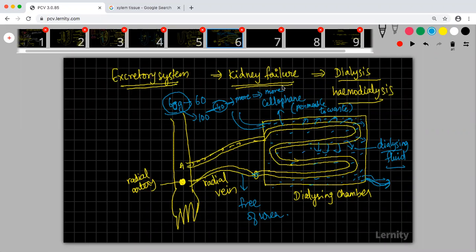Today, many problems are arising because we are not drinking sufficient water. That is why they are saying that you should drink water. But at the same time, the amount of water that you're drinking should not exceed a limit. Okay, so in such cases, the kidney will fail.